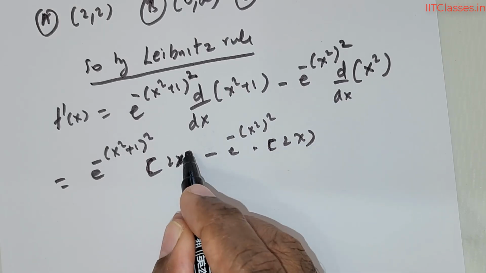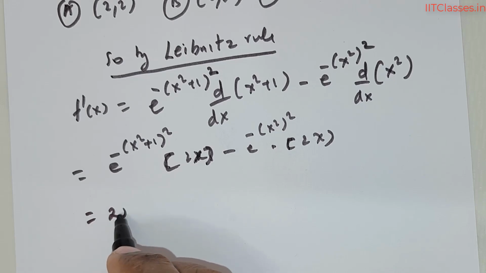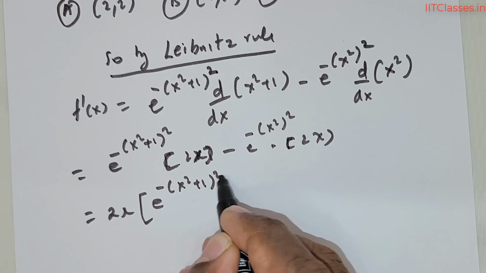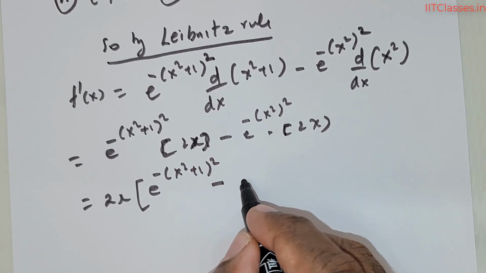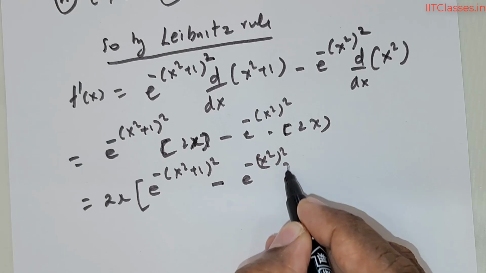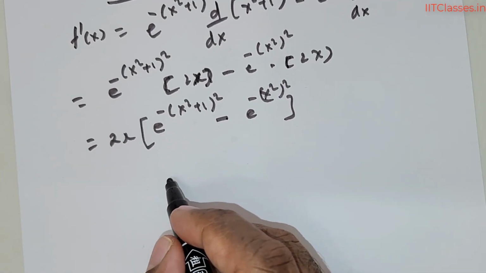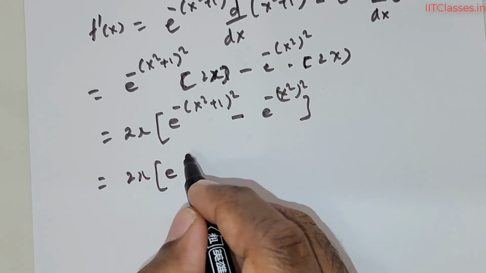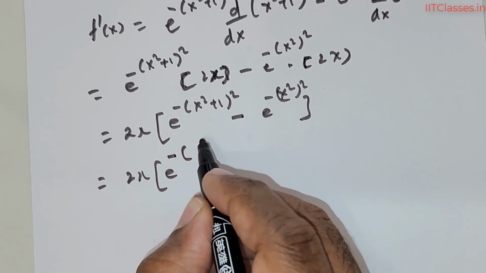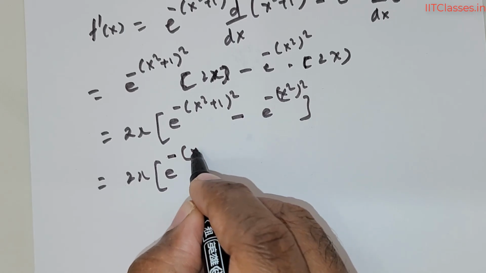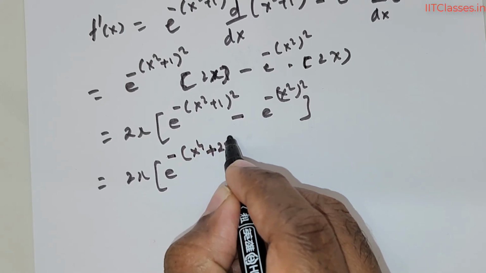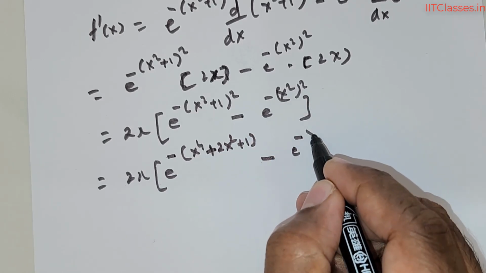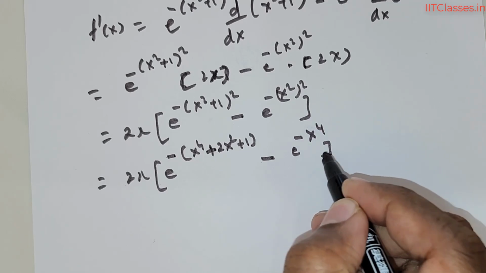What we can now do is take this 2x out and then rewrite it as e raised to the power of negative of (x squared plus 1) whole squared minus e raised to the power of negative (x squared) whole squared. Now this can be further rewritten as 2x times e raised to the power of negative of, now let us expand this, x to the power of 4 plus 2x squared plus 1, minus e raised to the power of negative x to the power of 4. This is what we get.